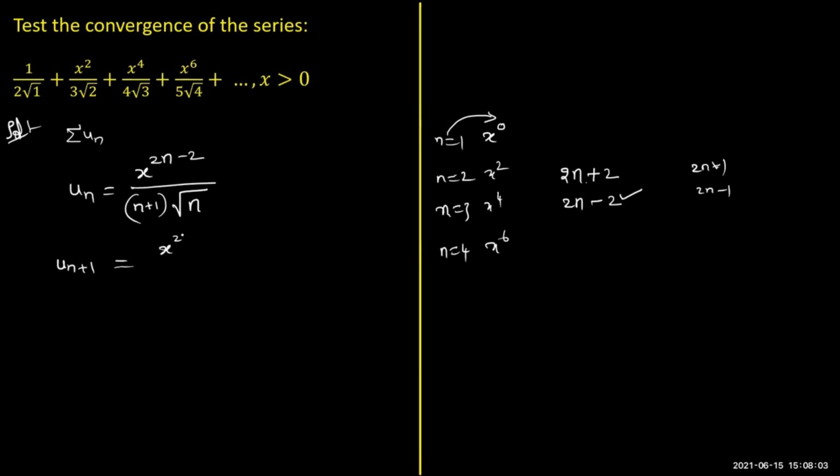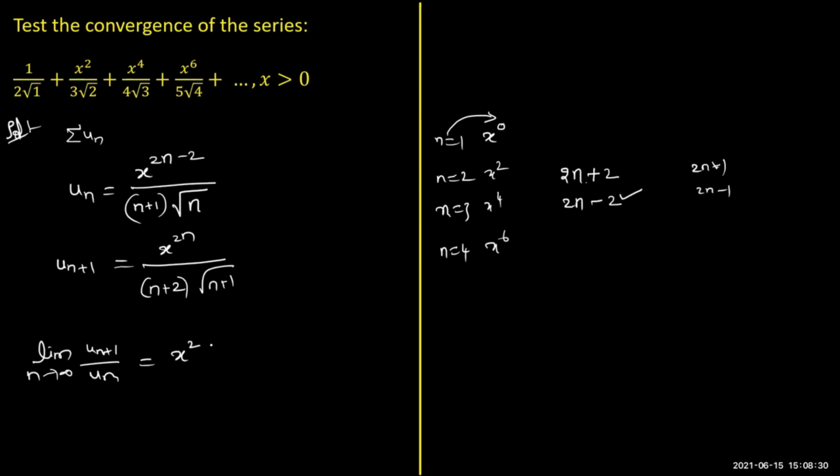If you write it, I'm just writing it for you, for your convenience directly. It is x to the power of 2n. You can just substitute n is equal to n plus 1. You can verify this. x to the power of 2n divided by, here you'll get n plus 2 into square root of n plus 1. Then you will take limit n tends to infinity of un plus 1 divided by un. Right? You'll just evaluate this limit. If I remember correctly, we'll get this limit as actually x square.